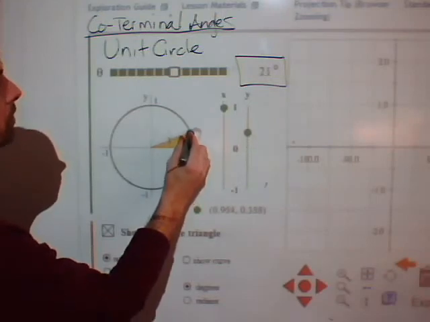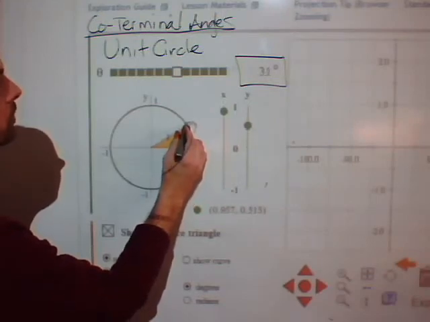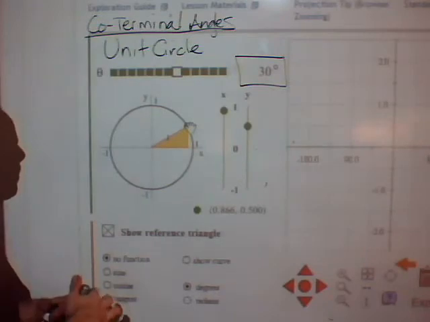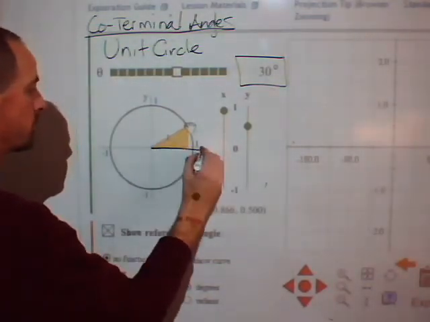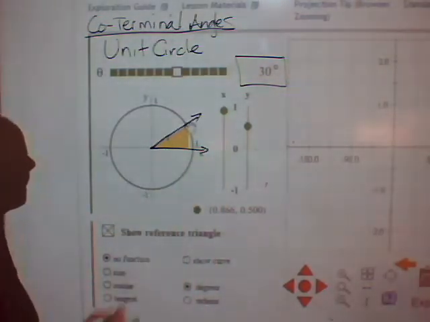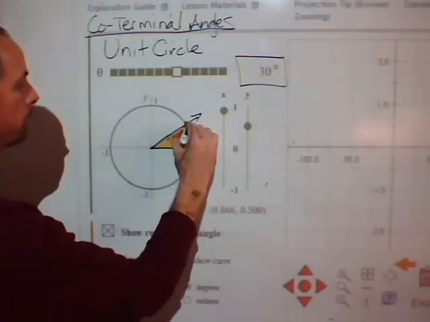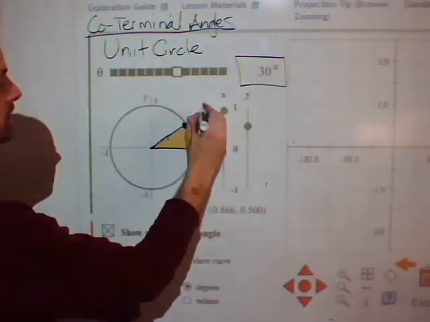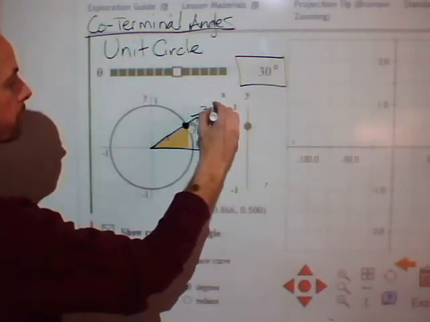So I'm going to start here. I'm going to move this up so that it's at 30 degrees. So here is my initial side, and here is my 30-degree angle. This is 30 degrees.